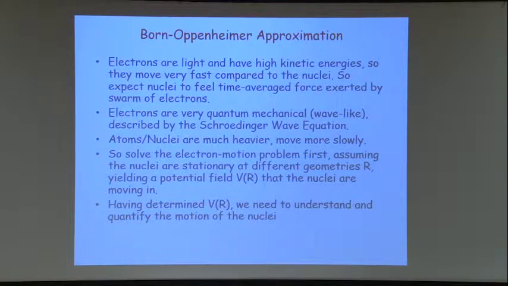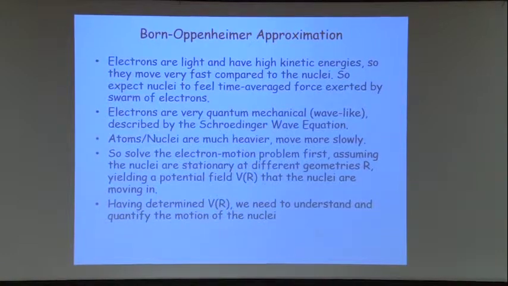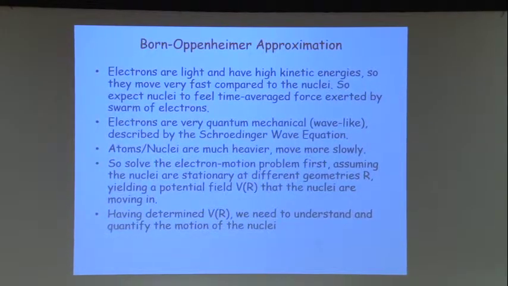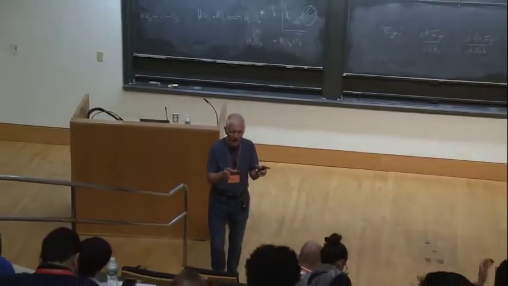The Born-Oppenheimer approximation. Electrons are very light, and they move around very quickly. Nuclei are much more massive, and they move more slowly. So what we can think of is the nuclei sitting there, and the electrons are buzzing around, interacting with themselves and with the nuclei, generating a potential energy for that particular configuration of the molecule.